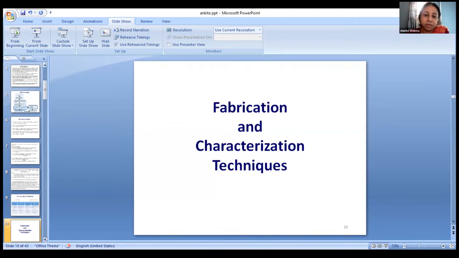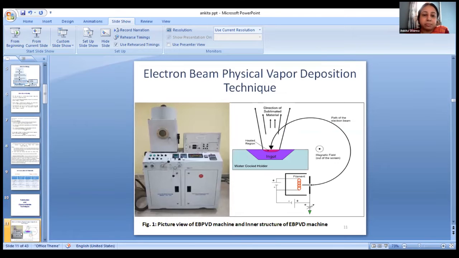Now we will see the fabrication and characterization techniques. For fabrication, I used the electron beam physical vapor deposition method, in which heated electrons are used to vaporize our sample, and then it condenses on the substrate, and all this goes on under a high vacuum chamber.